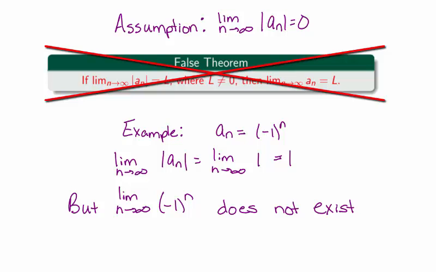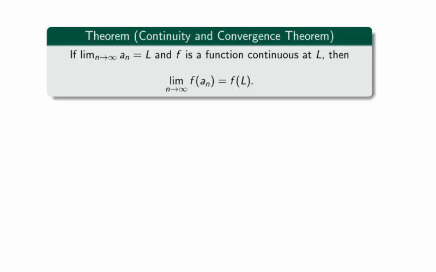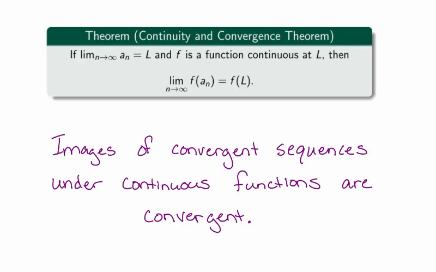We now consider another useful theorem that helps compute limits of sequences. The continuity and convergence theorem says if the limit as n goes to infinity of a_n equals L, and f is a function continuous at L, then the limit as n goes to infinity of f of a_n equals f of L. The moral of this theorem is that the images of convergent sequences under continuous functions are convergent.